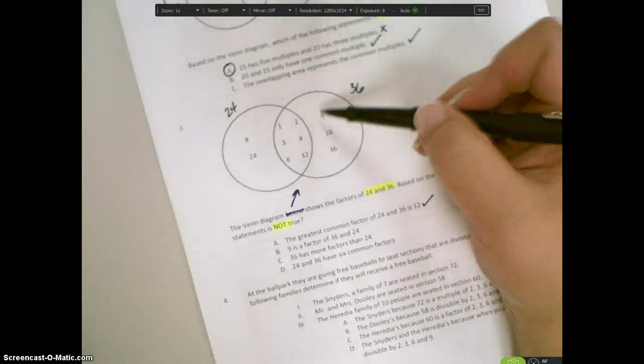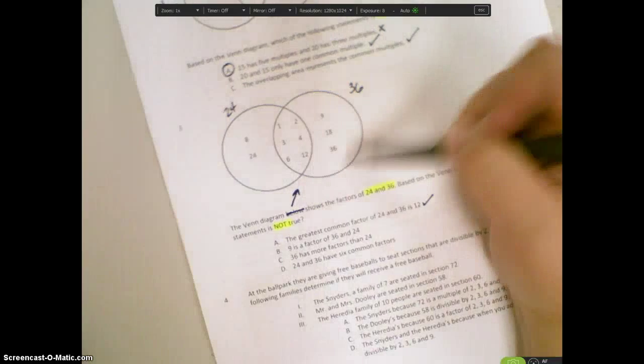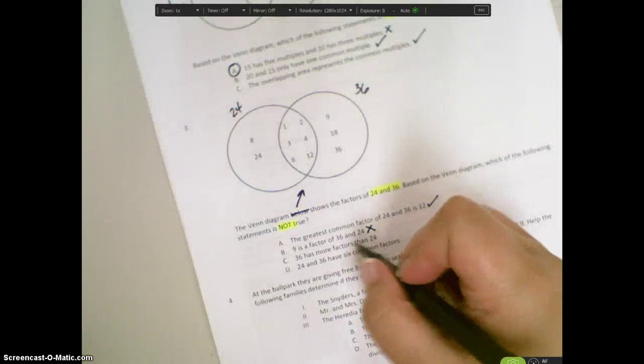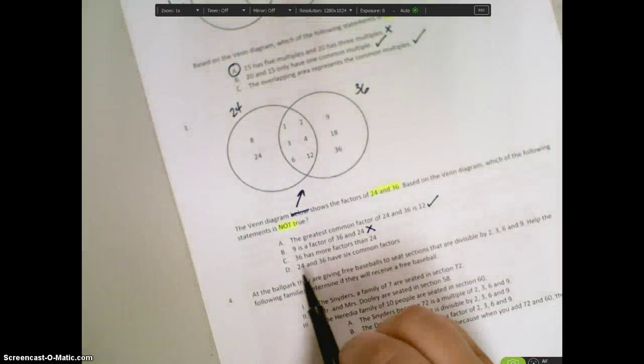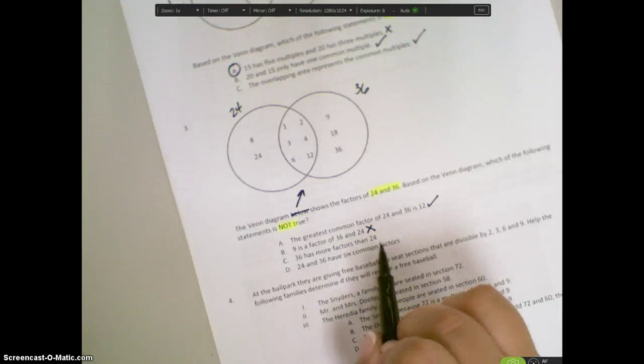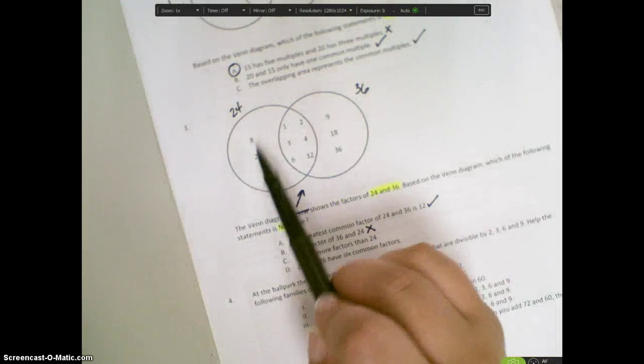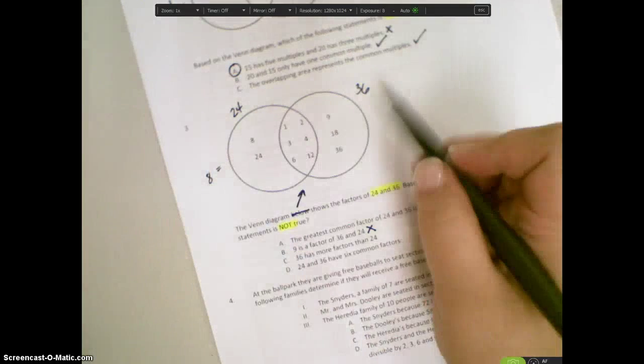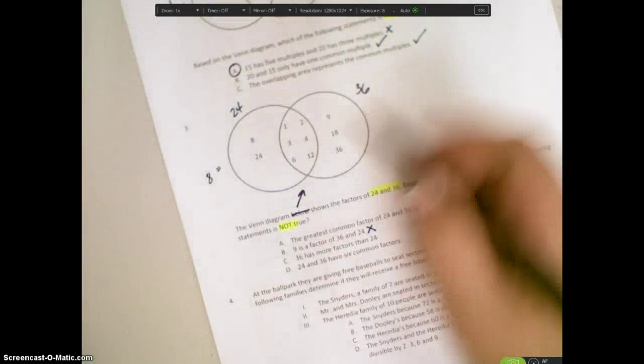If you notice, 9 is only in the 36 side of our Venn diagram, so right now that is not true because it's not a factor of 24. C, 36 has more factors than 24. Well, 24 has 1, 2, 3, 4, 5, 6, 7, 8 factors. And 36 has 1, 2, 3, 4, 5, 6, 7, 8, 9.